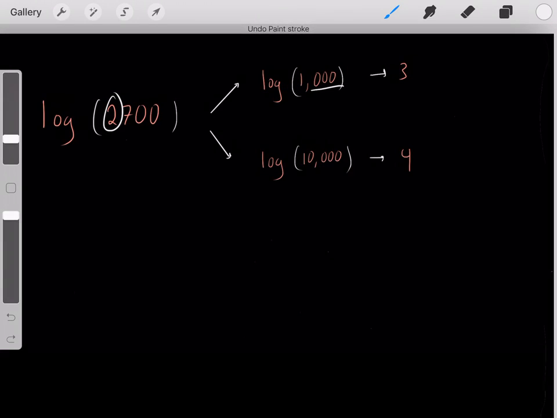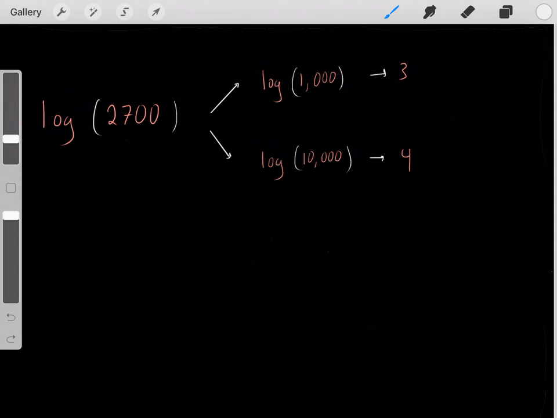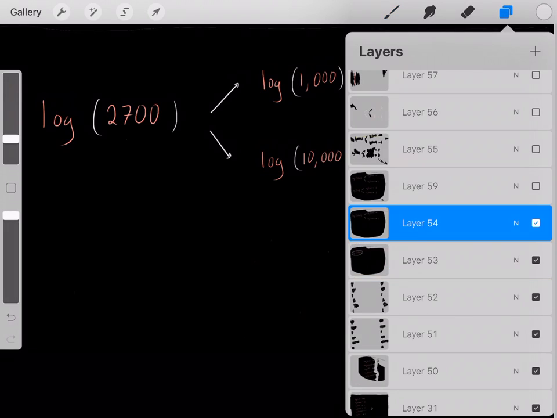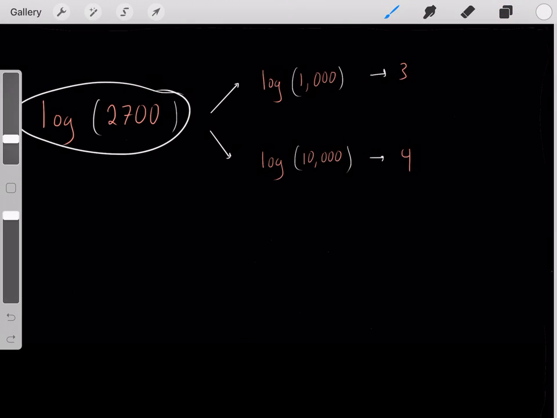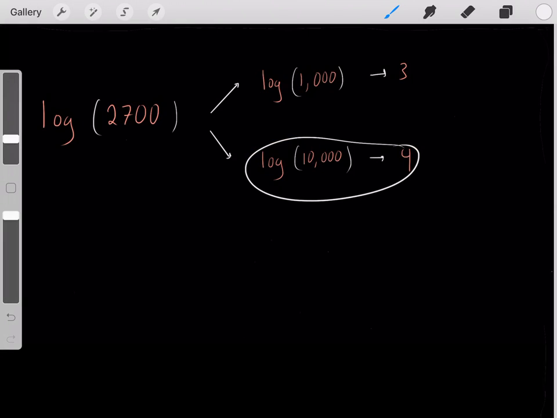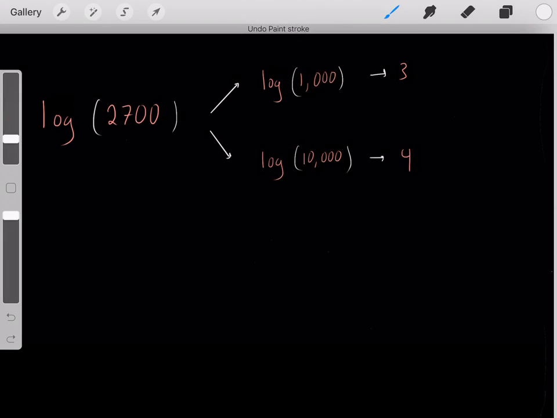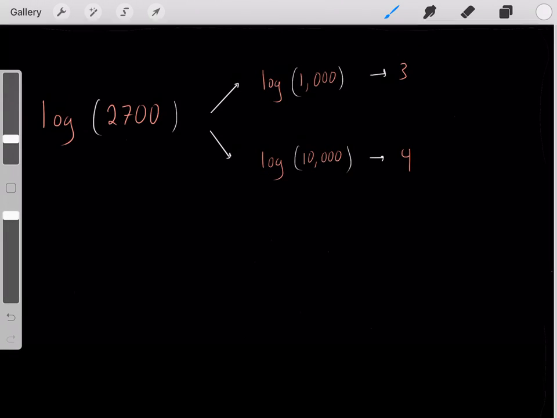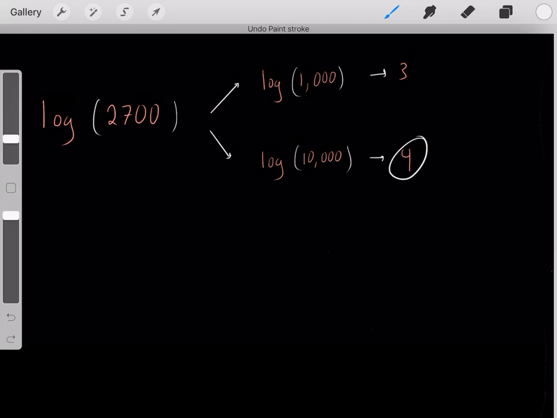And then on that first digit, have a 10. So now we know our answer is between these two values. We know this log of 2700 is between log of 1000 and log of 10,000. So again, we know our answer will be between these two. And we know log of 1000 is simply 3. We know log of 10,000 is simply 4.